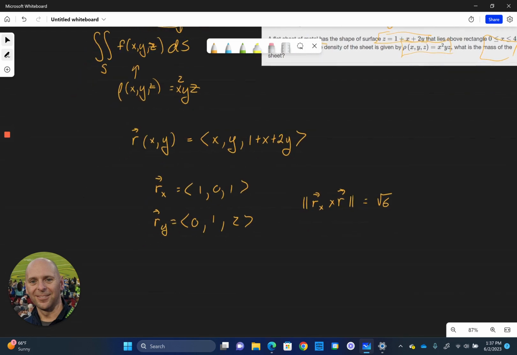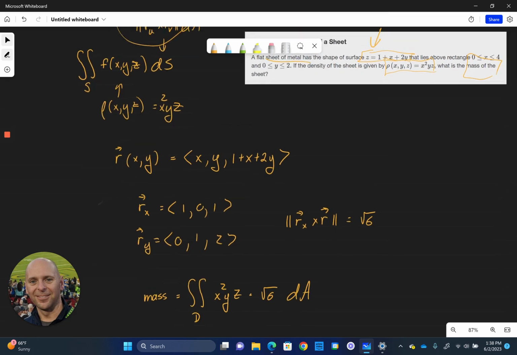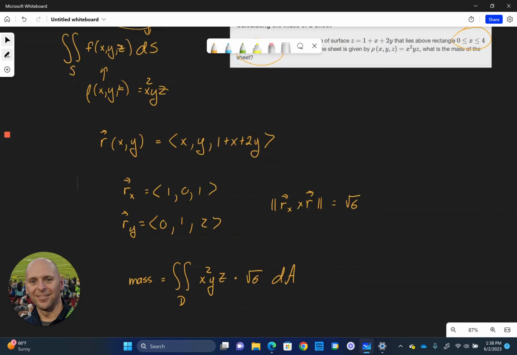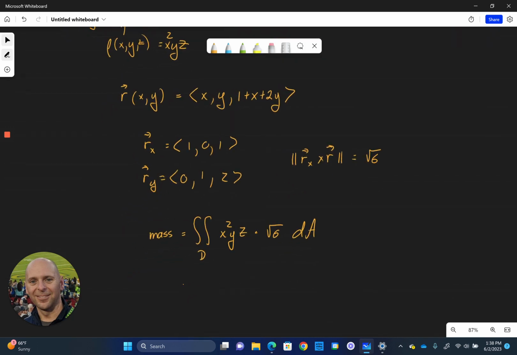So now, in terms of setting up that integral for our mass, it's going to be equal to the double integral over the region D of our density function, x squared yz, times the magnitude of the cross product, which is root 6, dA. And now we just have to grab that region. In the problem, we're specified that we're going to be above a rectangular region here, where x is going to go from 0 to 4 and y goes from 0 to 2. So that makes our setup pretty straightforward in terms of that region D.